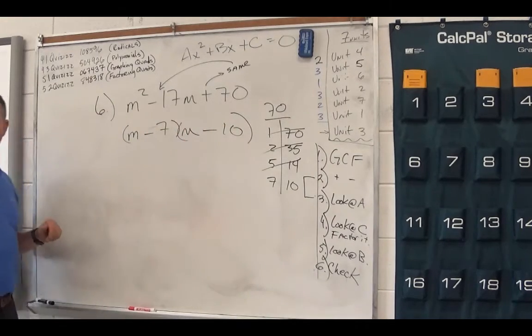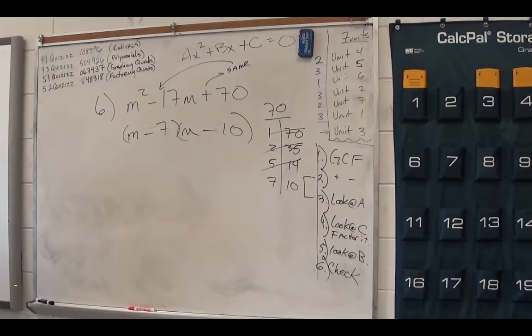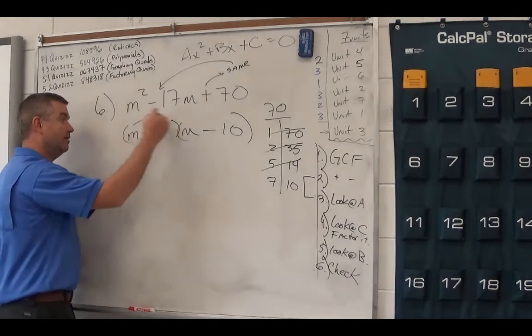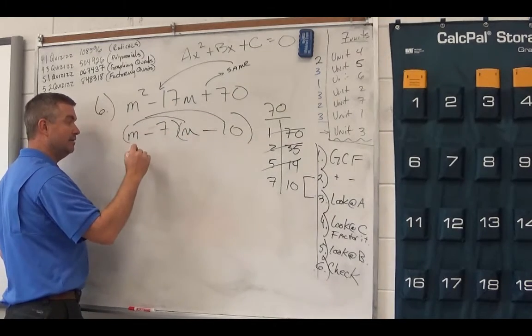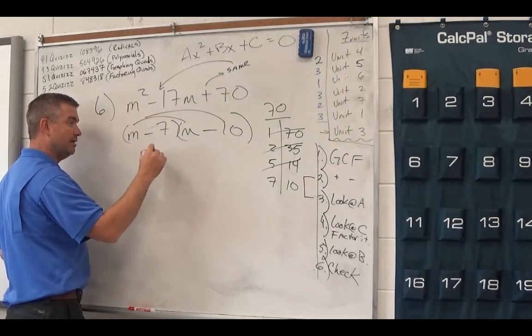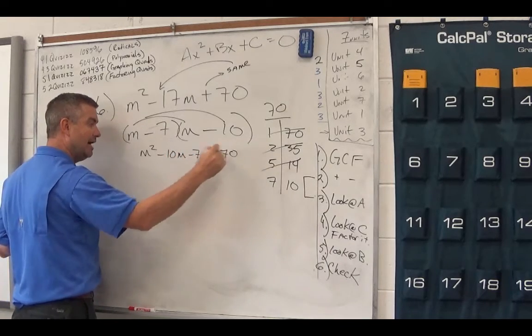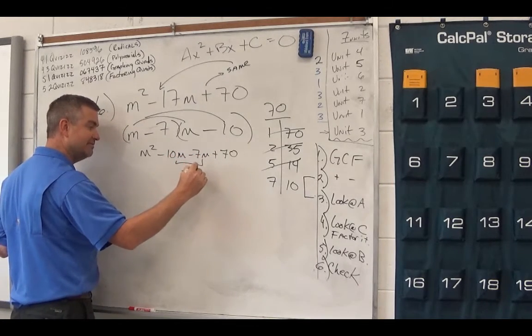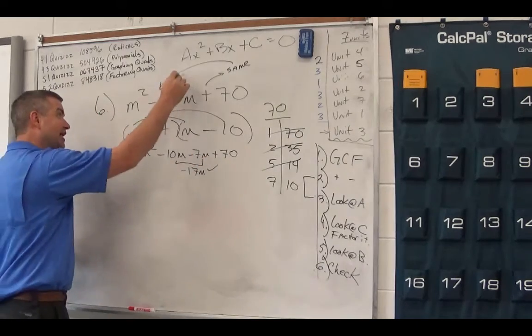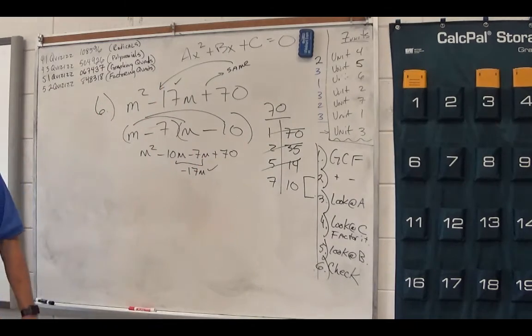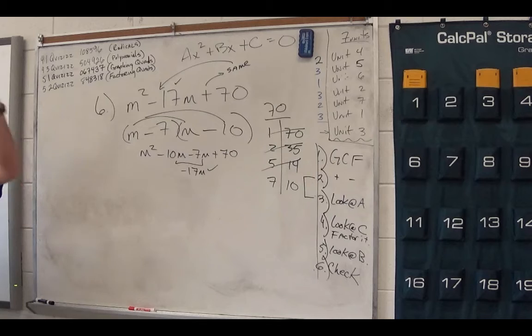Are we done? No. What do we need to do in order to quickly know definitively whether or not we got the right answer? How do we check? Boom, boom, right? M squared, minus 10M, minus 7M, plus 70. I combine like terms and I get negative 17M. It checks. That doesn't take very long. And it's practice on multiplying by numbers.